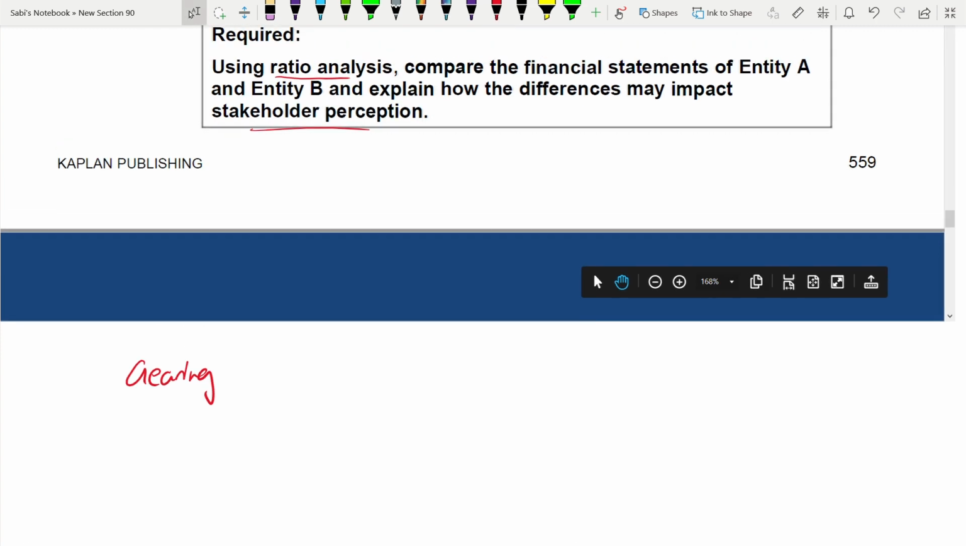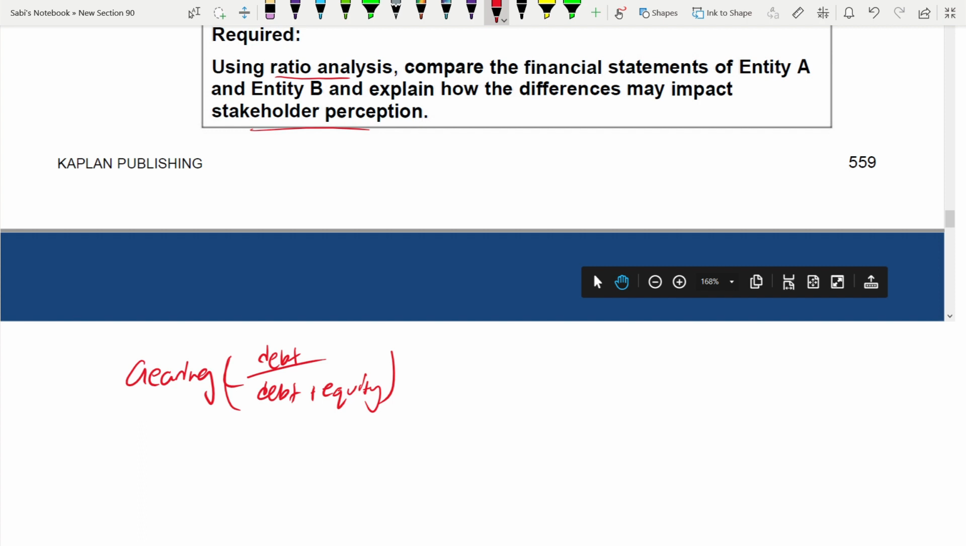One is the gearing ratio. Gearing ratio has 2 formulas: debt divided by equity, or debt divided by debt plus equity. You have to clearly specify which one of the two you are using. So here they have used debt plus equity. You have to mention it. If there was only one formula, even if you don't mention it, it's fine. But whenever there are 2-3 formulas for a single ratio, you have to tell which one.